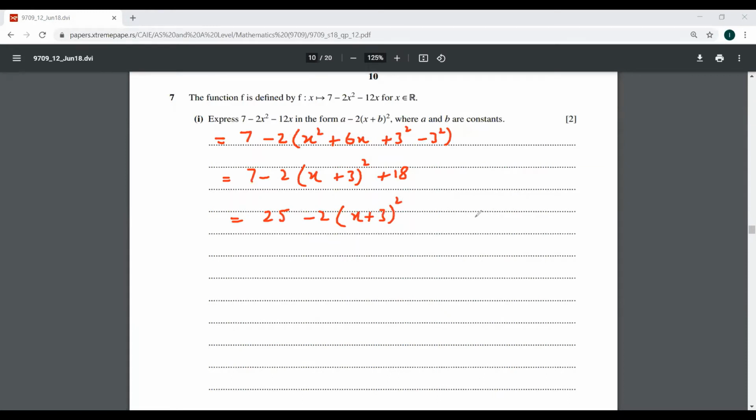So this is going to be a negative curve, and this point over here is going to be minus 3 comma 25.